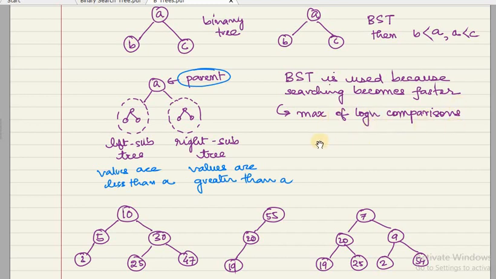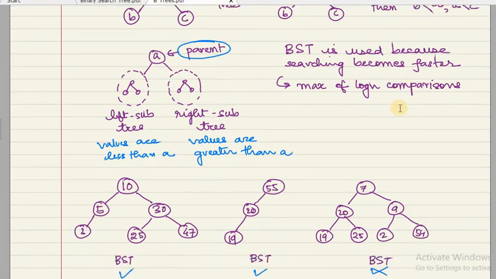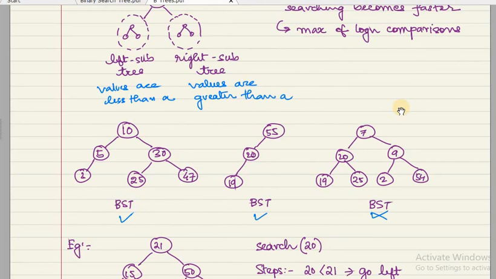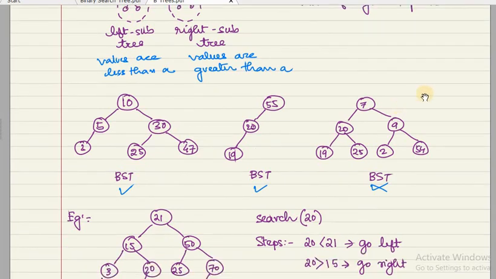Okay, so if you do linear comparison, then you have to do n comparisons, but if you go for BST, then you have to go for log of that particular value. Okay, so log of n. So n is the number of elements or number of nodes in a particular tree. Okay, so then we move to certain examples of binary search trees. So let's see how they are correct and how they are wrong.